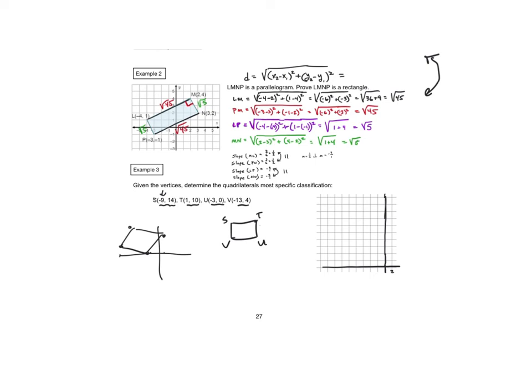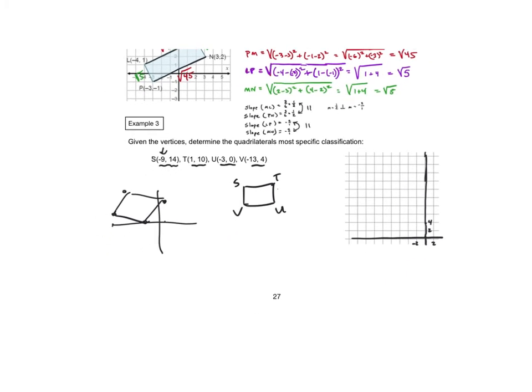So this would be 2, this would be -2, and this will be 2, 4, and so forth. So we have S, which is going to be -9, which would be 2, 4, 6, 8, 9 right here, and 14, which would be 2, 4, 6, 8, 10, 12, 14. So there is my S. We have -9, 14.